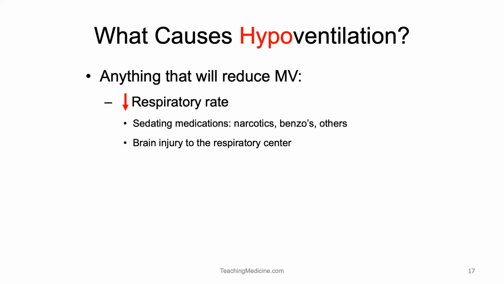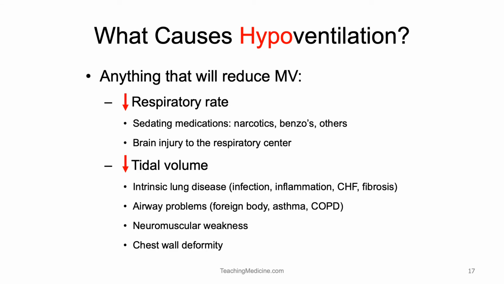Another mechanism by which we can reduce minute ventilation is to reduce the tidal volume. This can occur in pretty much any lung disease, either intrinsic lung disease such as infection, inflammation, heart failure, fibrosis, or airway problems. If you inhale a foreign body, or you have reactive airways disease such as asthma or COPD. But also if you have neuromuscular weakness, so you just don't have the muscle power to move air in and out, and some chest wall deformities with abnormal ribs or an abnormal spine can also reduce the tidal volume.